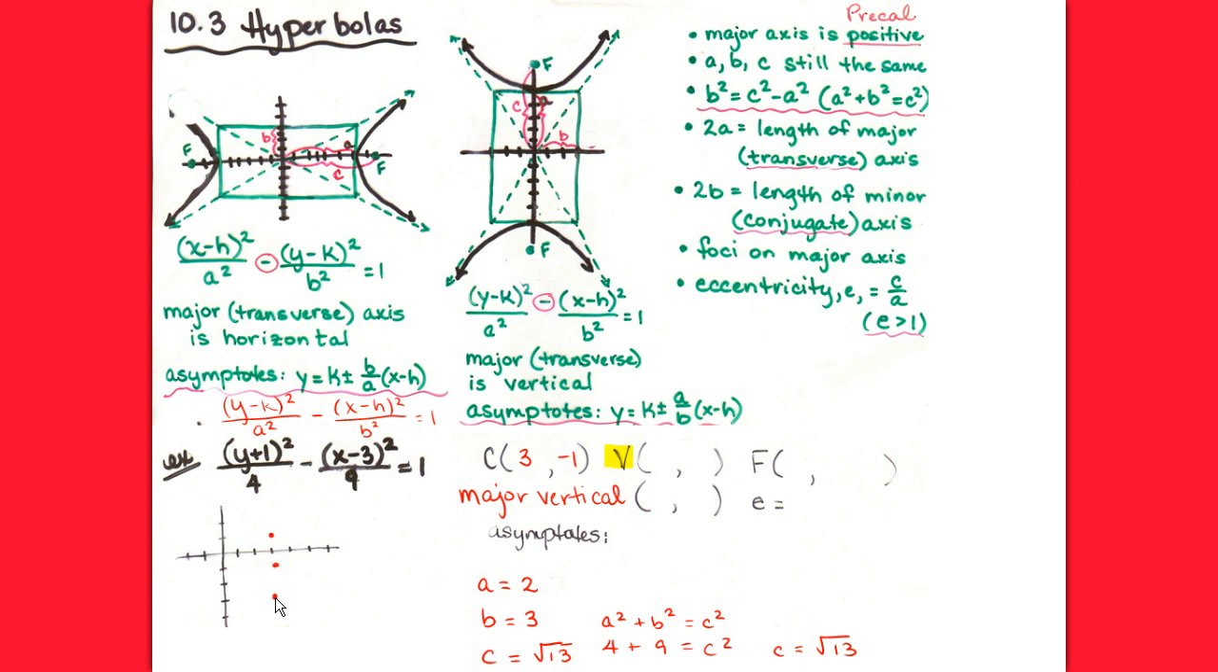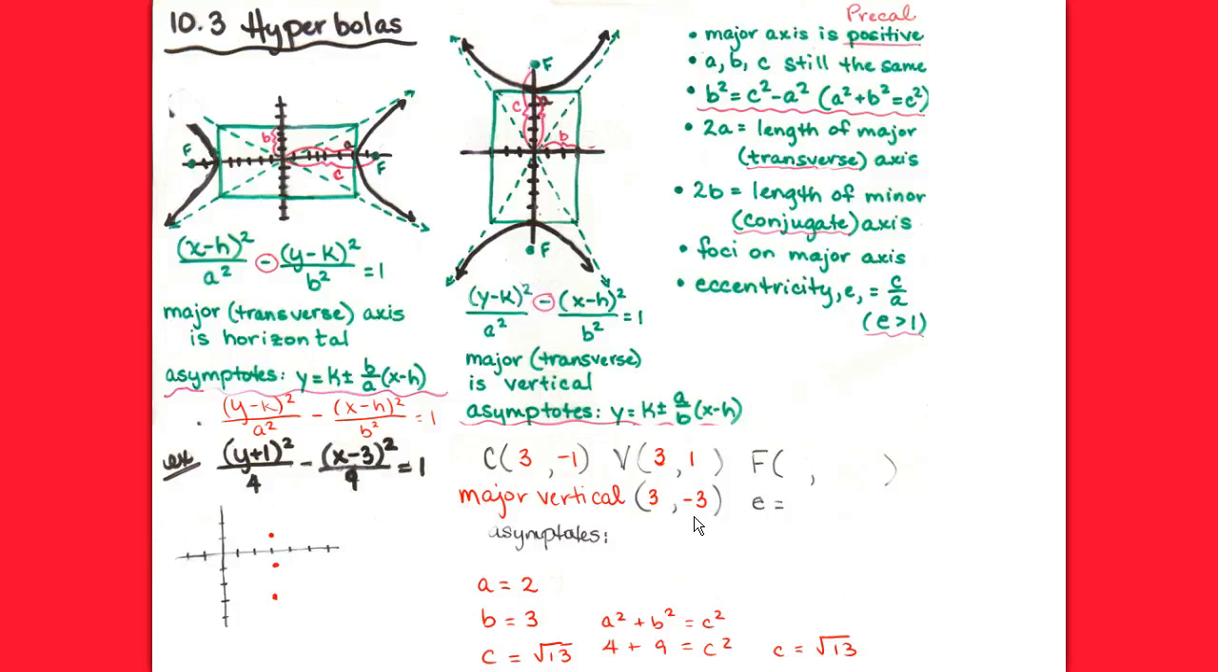So again, if you're more of a visual learner, it might be easier for you to draw it out and go, okay, where am I? Well, I'm at 3, 1, and I'm at 3, negative 3. If you're more algebraic, you might have preferred to say, okay, if I start at negative 1 and I add my a value of 2, I'm at 1. If I start at negative 1 and I subtract my a value of 2, I'm at negative 3. That's fine as well.